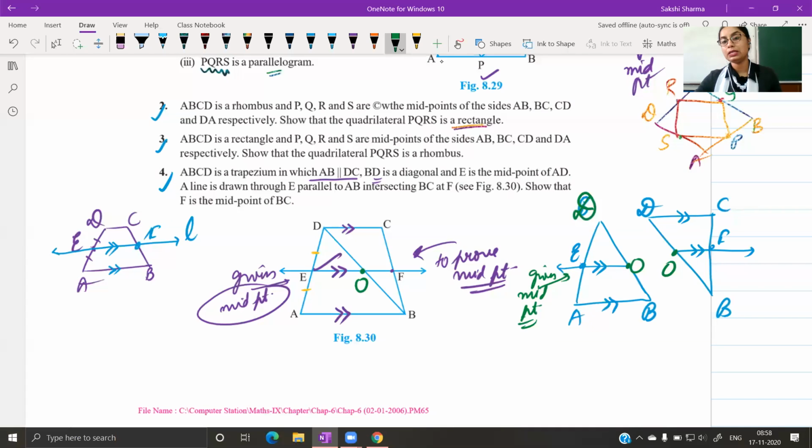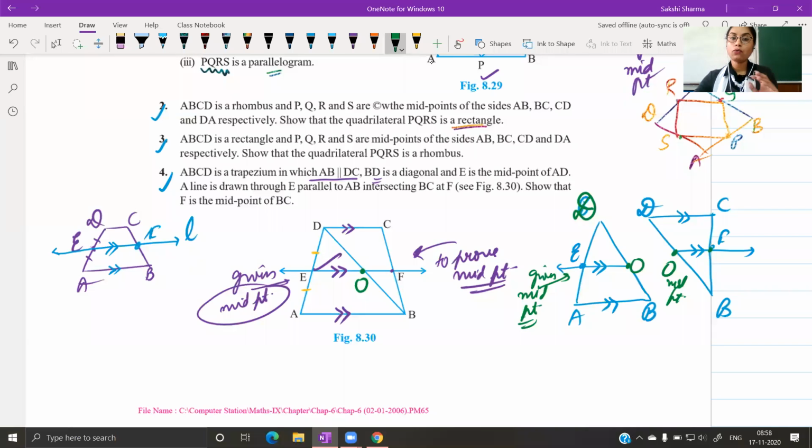Okay, this is ABD. I'm applying the converse of midpoint theorem in this triangle, and then we will get O as the midpoint. Once you have O as the midpoint, you can then move to the 2nd triangle. Then O becomes the midpoint. Further, again, same theorem. You start from the midpoint, you draw a line parallel to the 2nd side, and then the 3rd side is intersected at F. F will also be the midpoint.